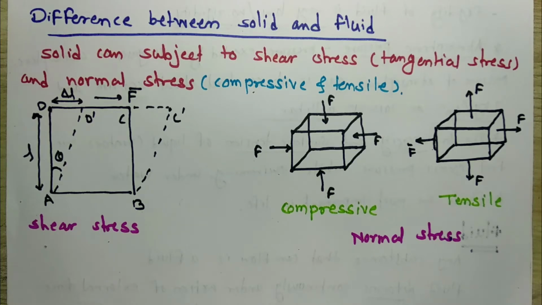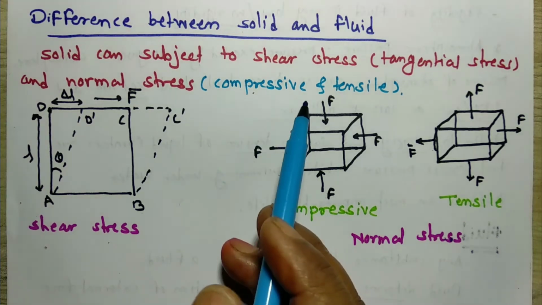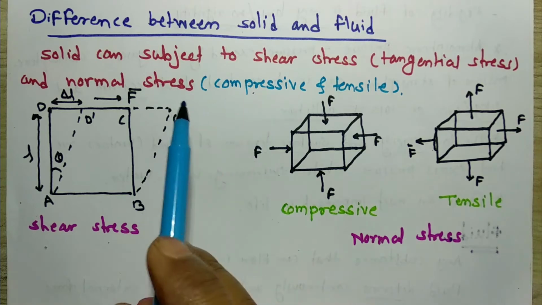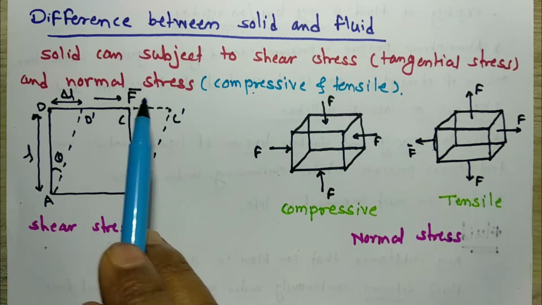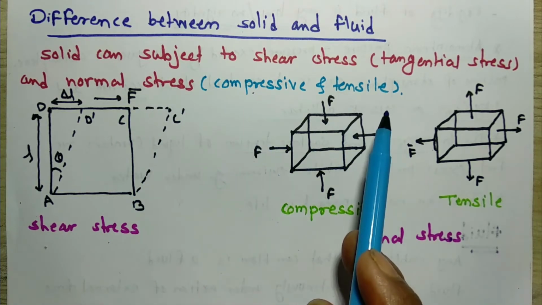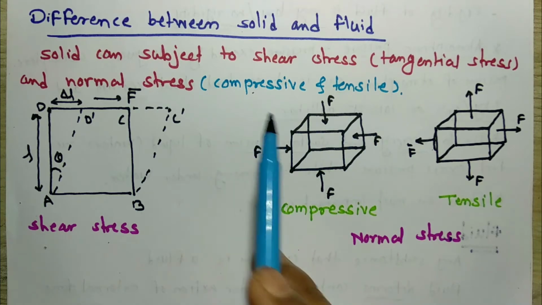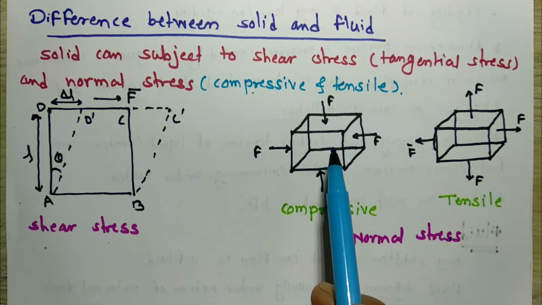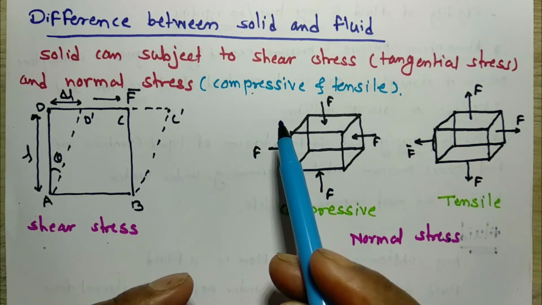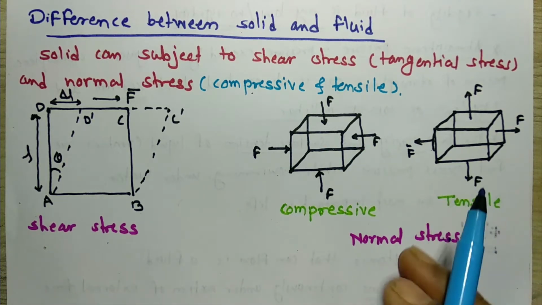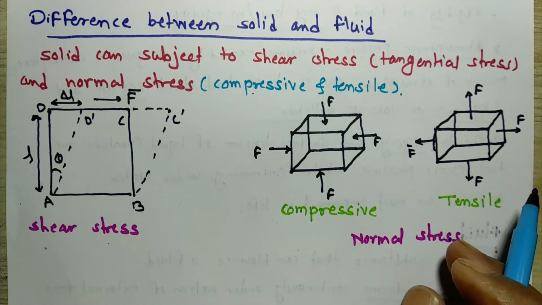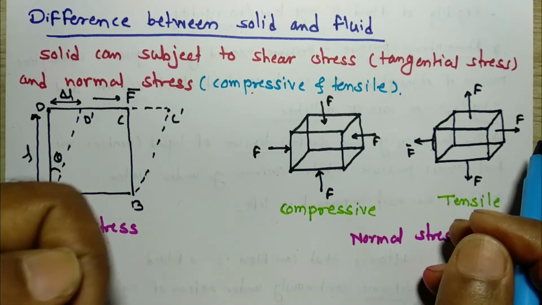I am Sachin Patil. I have delivered a lecture series on mechanical properties of fluids, inside which we are going with the next point, the difference between solid and fluid. A solid can be subjected to shear stress, that means tangential stress, and normal stress. Normal stress is considered as compressive and tensile. Compressive stress is applied on all sides and compresses the volume of that substance, and tensile stress lengthens that substance, that means increases its length, like a rubber.